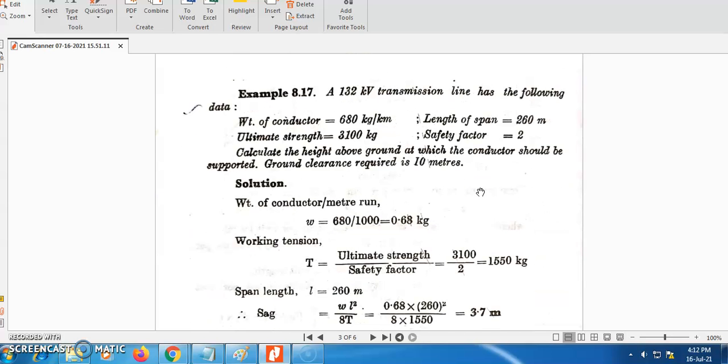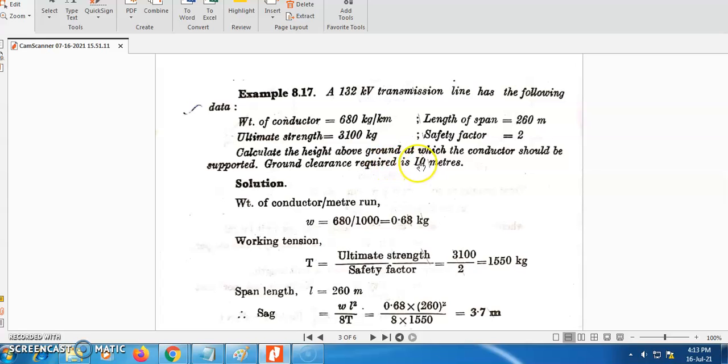So the next example is with respect to the sag, right? Here a 132 kilovolt transmission line has the following data: weight of the conductor is 680 kg per kilometer, length of the span is 260 meters, ultimate strength is 3100 kg, and safety factor is 2.